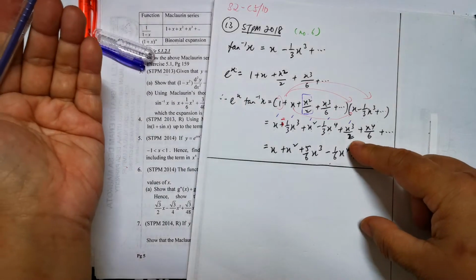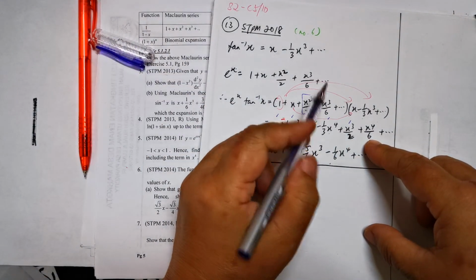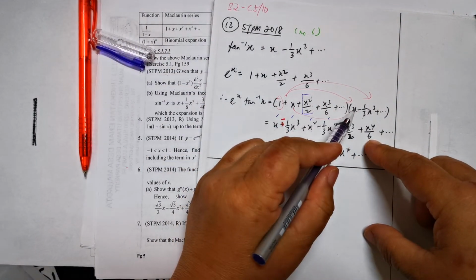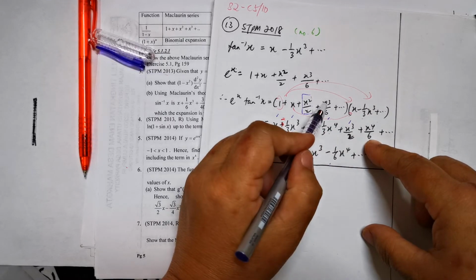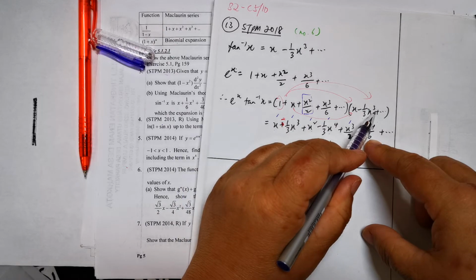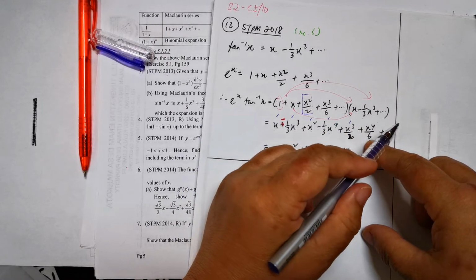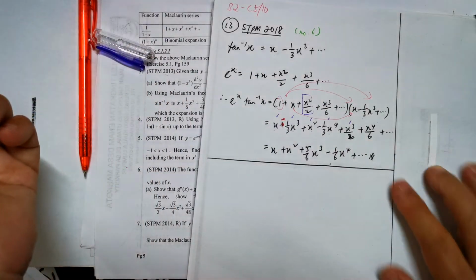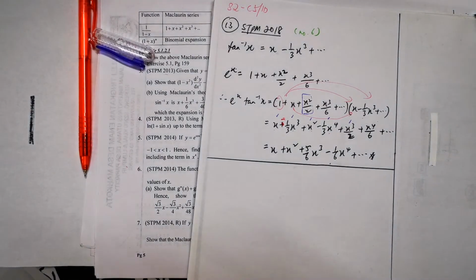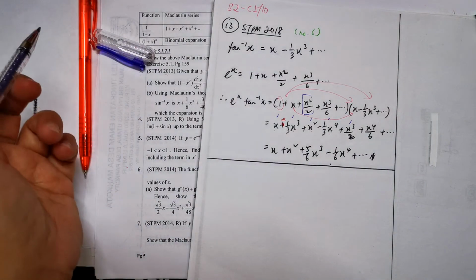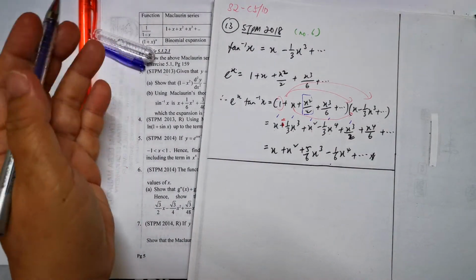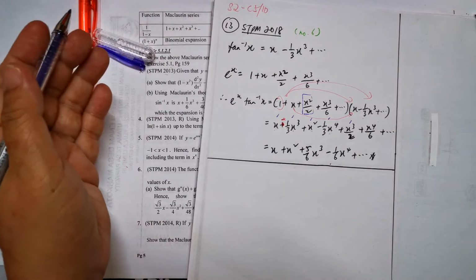Then we use the last one. x cubed multiply x, yes, we need to write it because it is x power 4. But x cubed multiply x cubed is x power 6. Again, it's out of what the question wants, so you can omit it. So this is what you should know when you want to expand 2 series like this: what you should show and what you can omit.